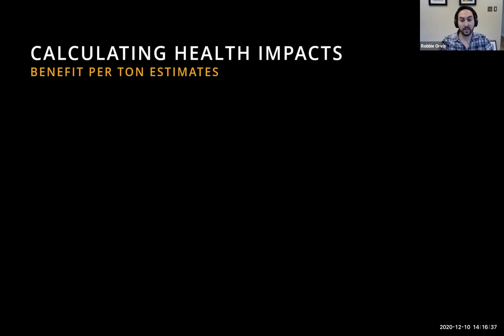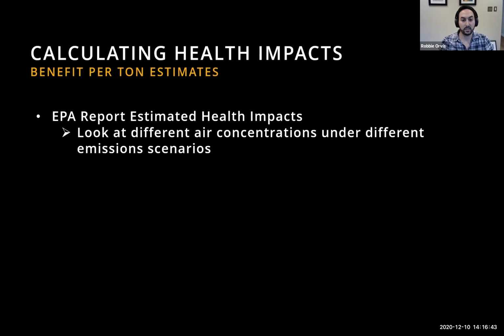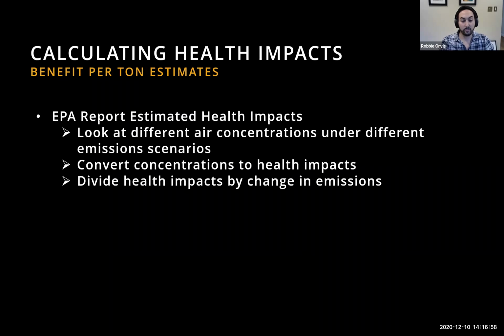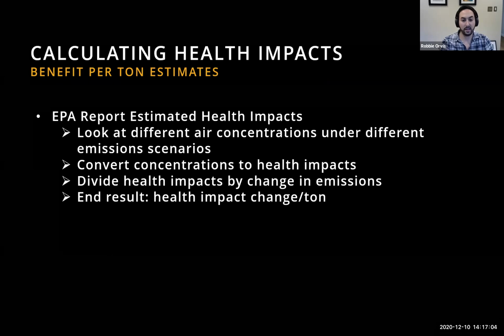A note here on how we calculate health impacts. We start with an EPA report on estimated health impacts, looking at different air concentrations under different emissions scenarios. From there, that EPA report converts concentrations to health impacts by looking at the health dose response functions. That report then divides health impacts by the change in emissions that got to that point in the first place to derive a health impact change per ton of emissions change.